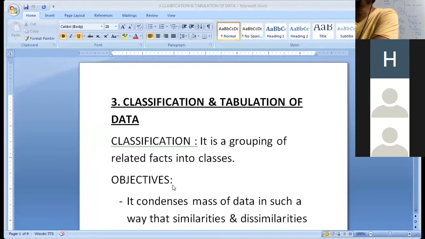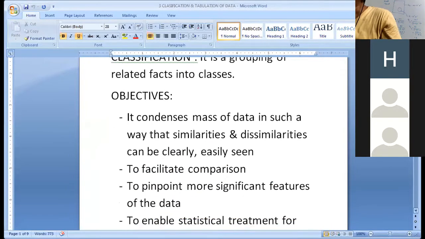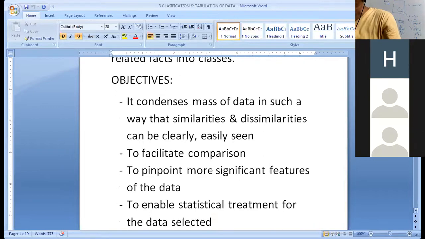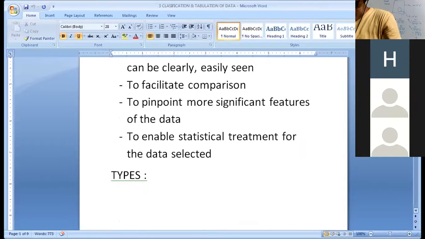Now, what is classification? It is grouping of related facts into classes. The data has to be grouped. Now, what is the objective? It condenses a mass of data in such a way that similarities and dissimilarities can be easily seen. It facilitates comparison to pinpoint more significant features of the data. It enables statistical treatment of the data selected.